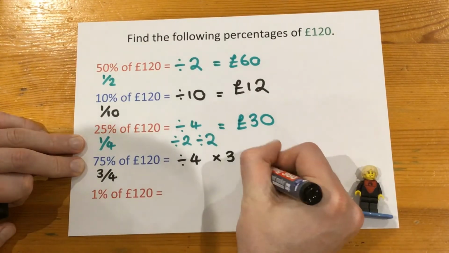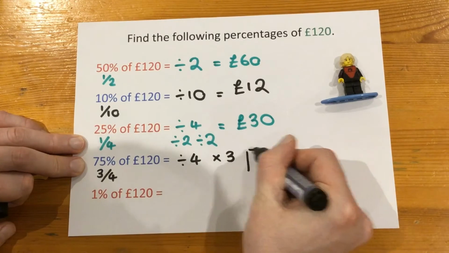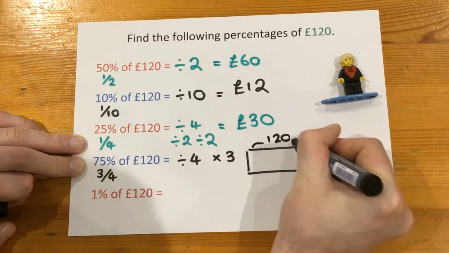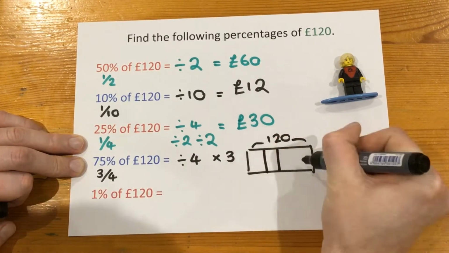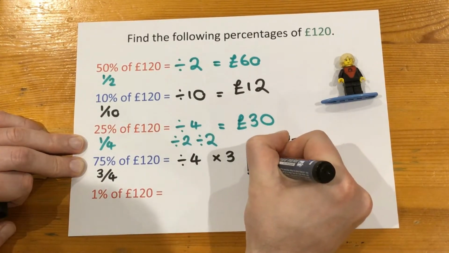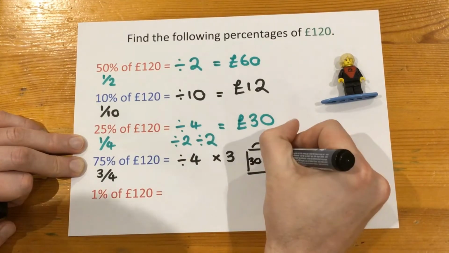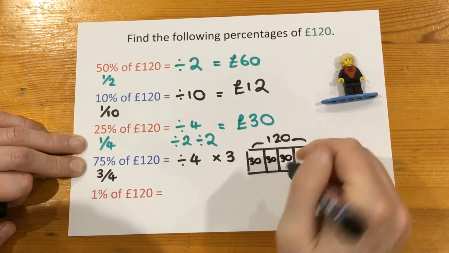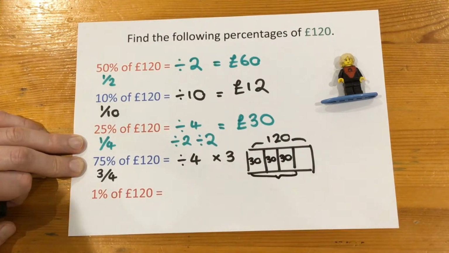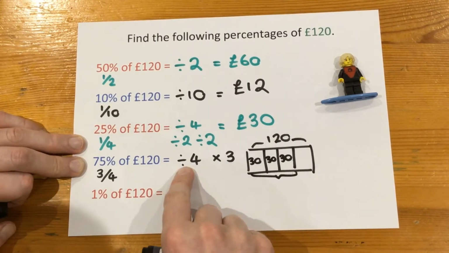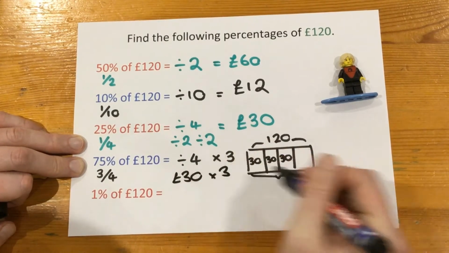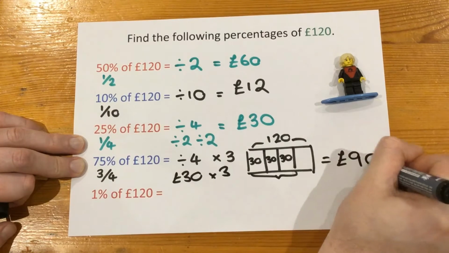I'll show you using the bar model whilst I'm here. So if this number was worth £120, the first thing I did was I found 1/4 or 25% by dividing by 4, which was £30. And now I'm going to multiply that by 3 to turn it into 3/4 or 25, 50, 75%. And so divided by 4, 1/4 is £30. 30 times 3 means that 75% is £90.